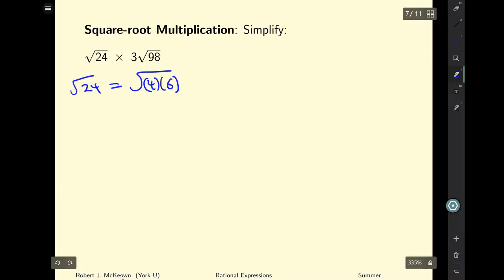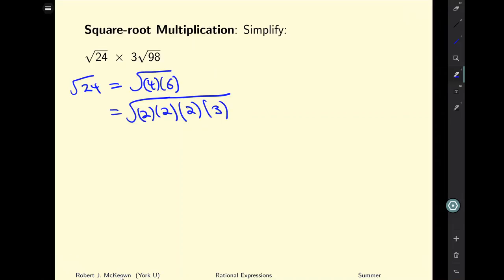Yeah, okay, I guess that's fine. But we could go further. We could say, well, this is also equal to the square root of 2 times 2, that's 4, times 2 times 3. 2 times 3 is 6. So I've now written it in its lowest possible factors.